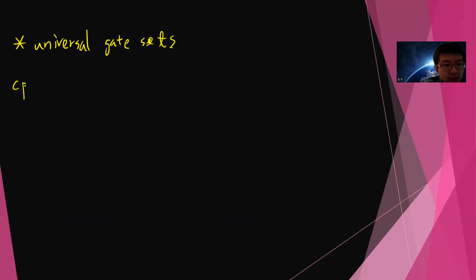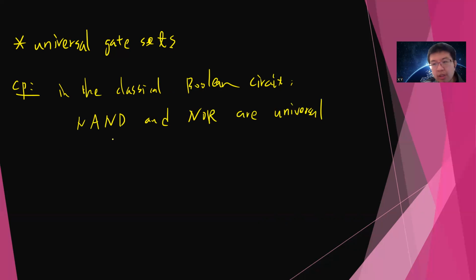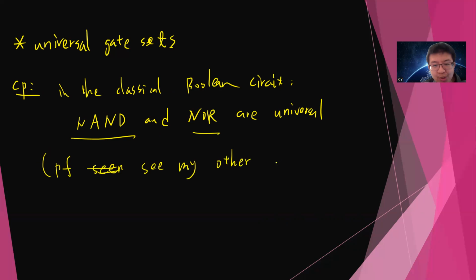Compare this to the classical case. In classical Boolean circuits, one can prove that NAND and NOR are universal. You can show that the AND gate or any other gate can be constructed from NAND and NOR gates. You can see my other videos for the proof; I will post the link below. The same thing holds for a universal gate set.